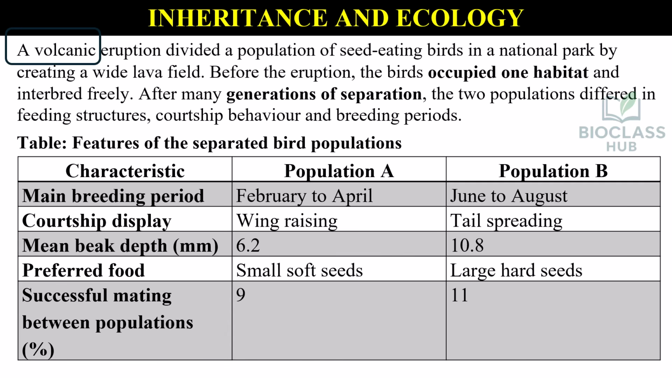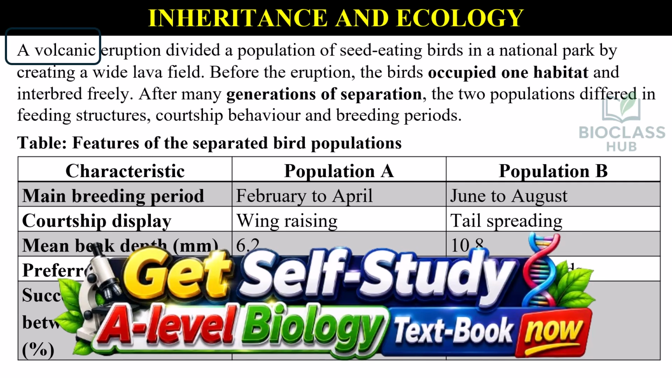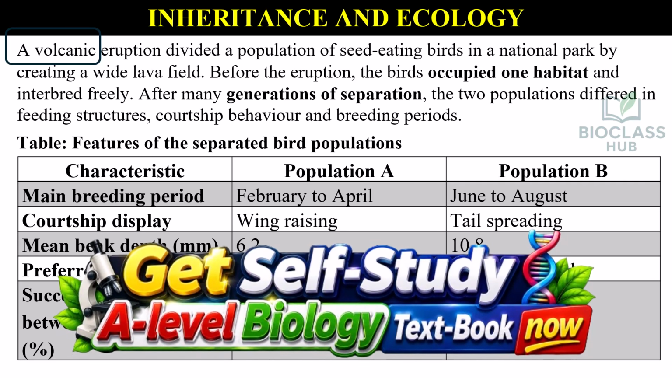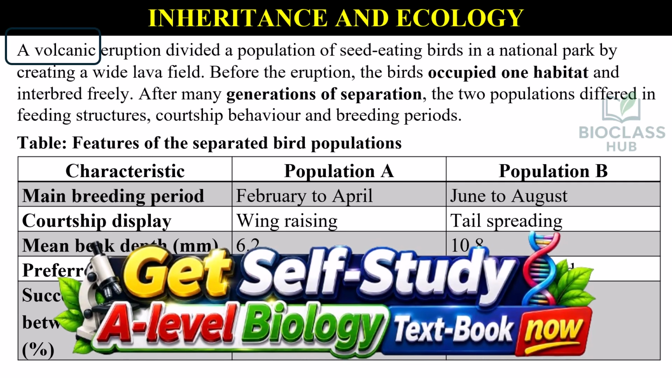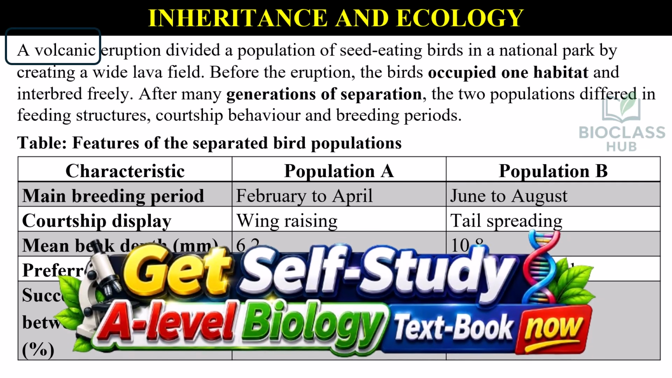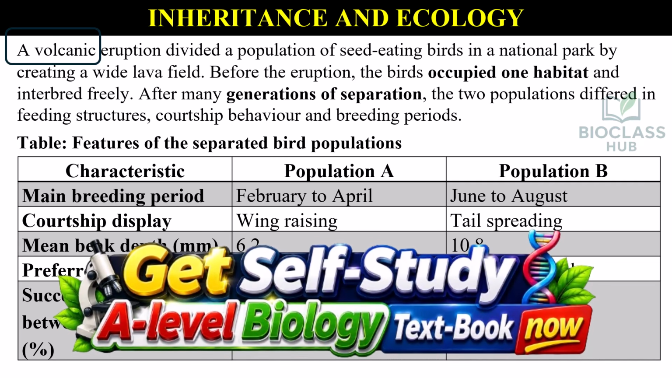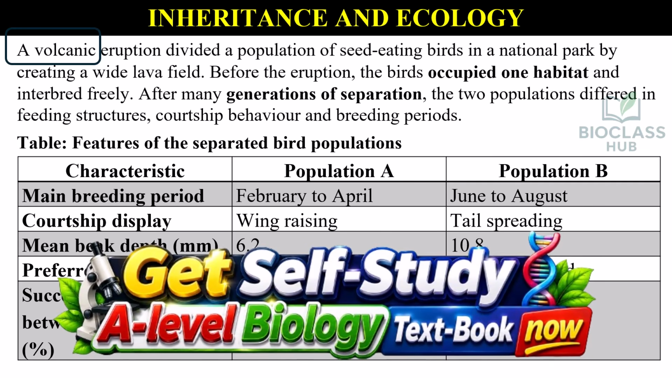A volcanic eruption divided a population of seed-eating birds in a national park by creating a wide lava field. Before the eruption, the birds occupied one habitat and interbred freely. After many generations of separation, the two populations differed in feeding structures, courtship behavior, and breeding periods.